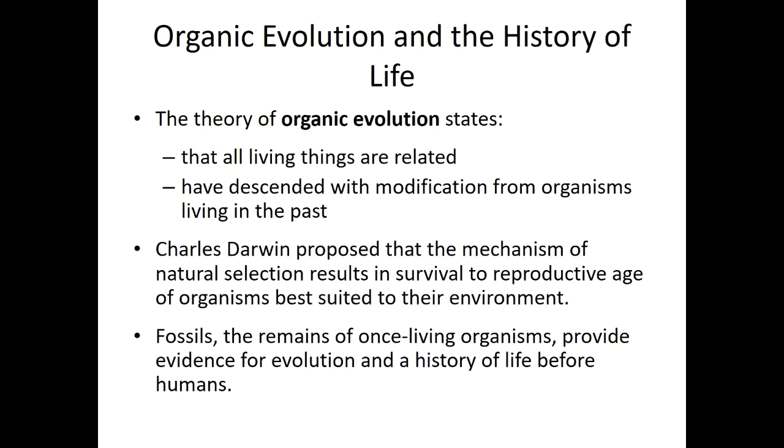So Charles Darwin proposed that the mechanism of evolution is natural selection, which results in the survival of organisms to reproductive age that are best suited for their environments. And so those traits that make them well suited get passed on to the next generation. And then we can see this history of life on the Earth through fossils, which are the remains of once living organisms, and they provide evidence for evolution, and they tell us about the history of life on this planet before humans.